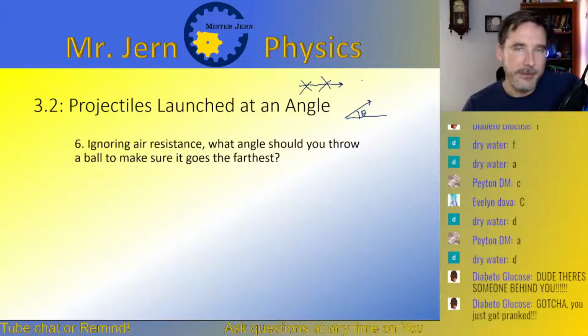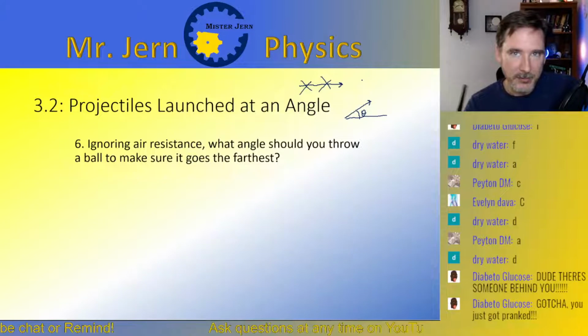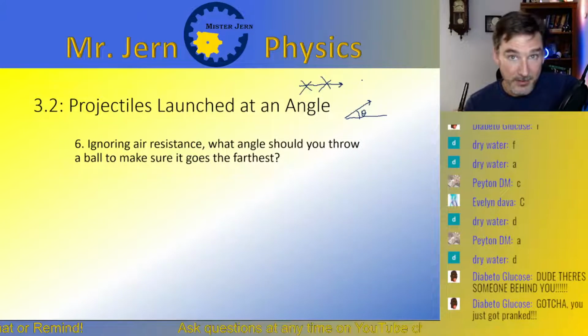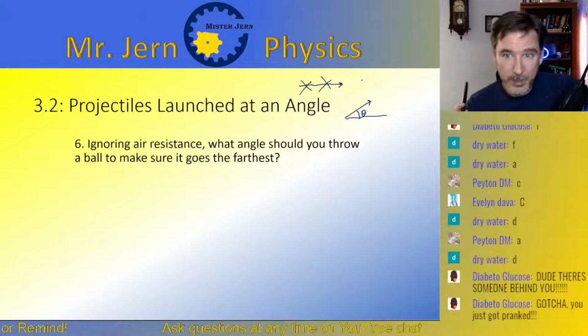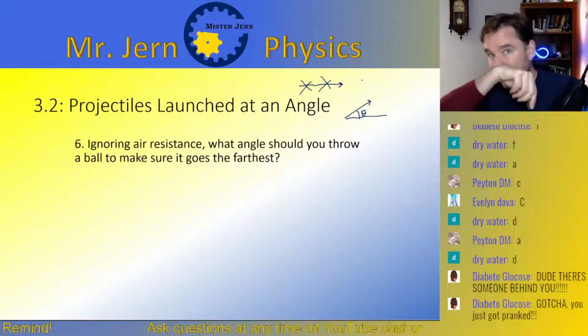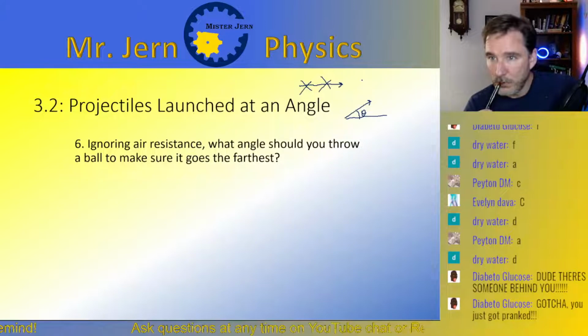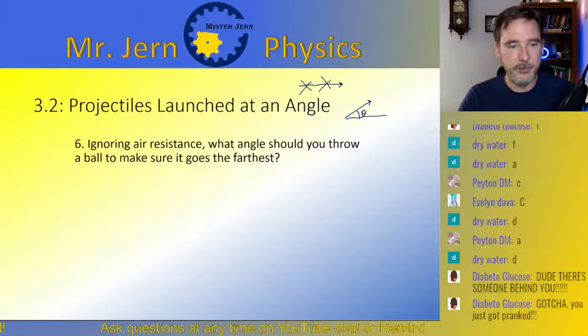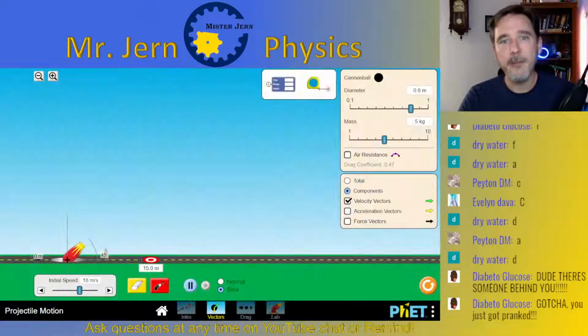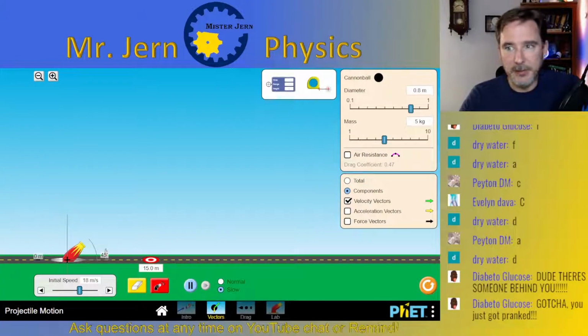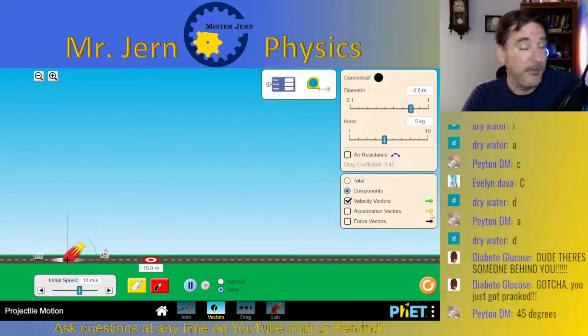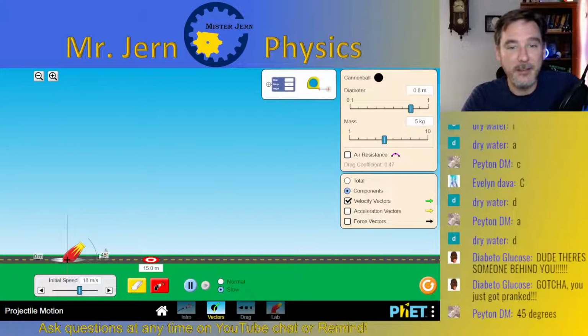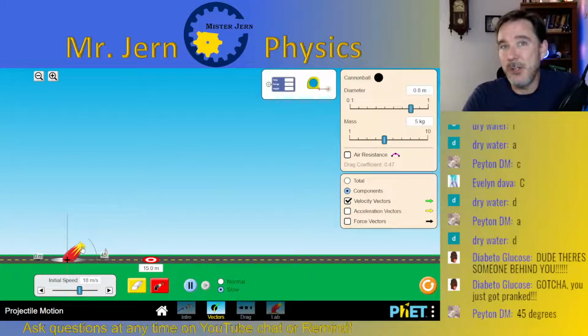So ignoring air resistance, this one we didn't really talk about too much in class, maybe briefly, but it's on the review guide, and you might have had a question about this. What angle should you throw a ball to make sure it goes the farthest? Well, to answer that question, I have this little PhET simulation, right? And the answer is 45 degrees. Yes, exactly. So let me show you that.